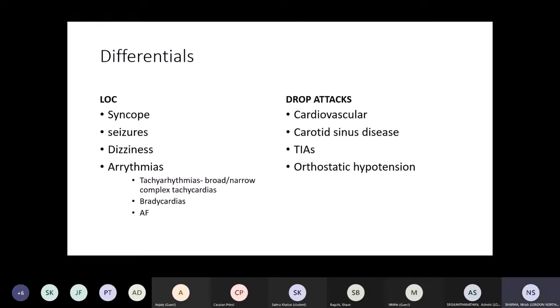So drop attacks would be when a patient is suddenly walking and just suddenly drops. No warning signs, no triggers, and it could be cardiovascular, carotid sinus disease, TIAs, orthostatic hypotension.